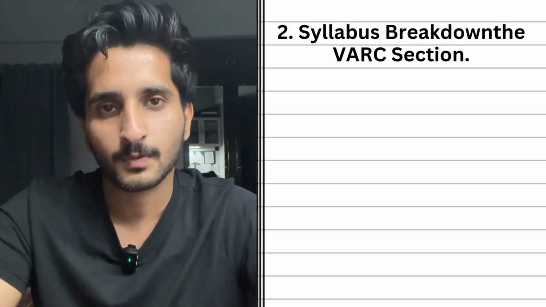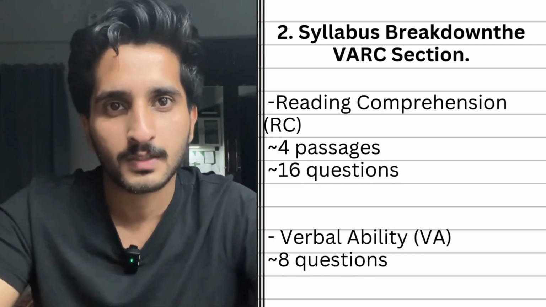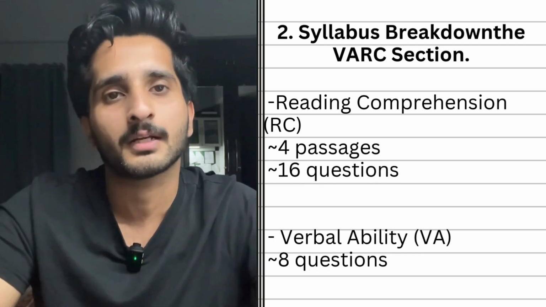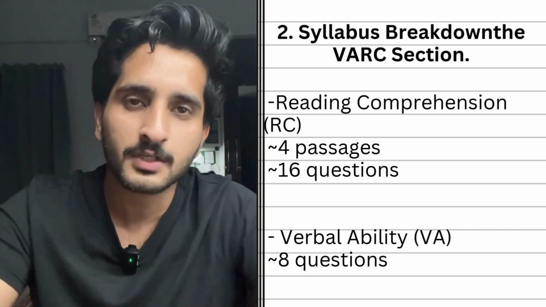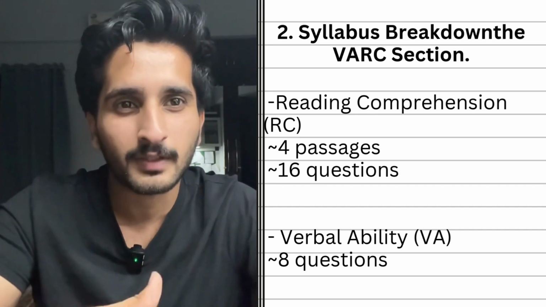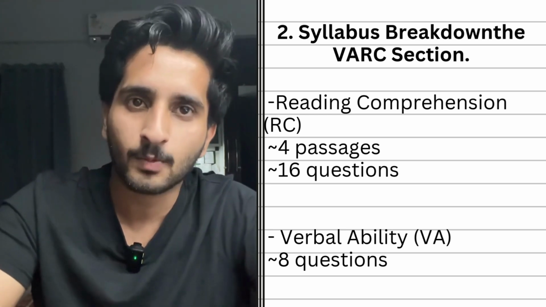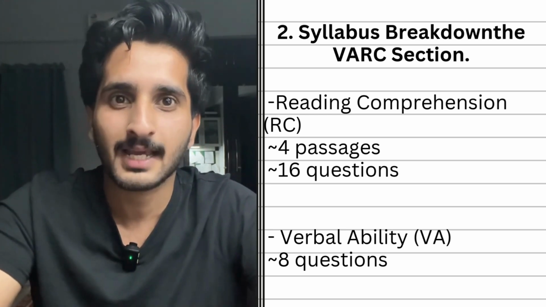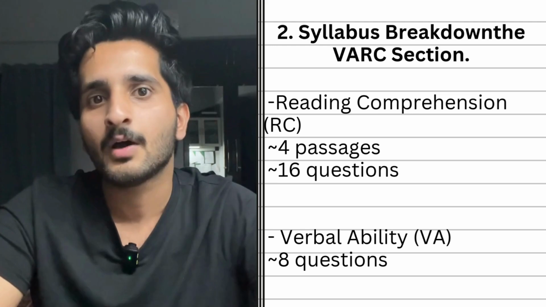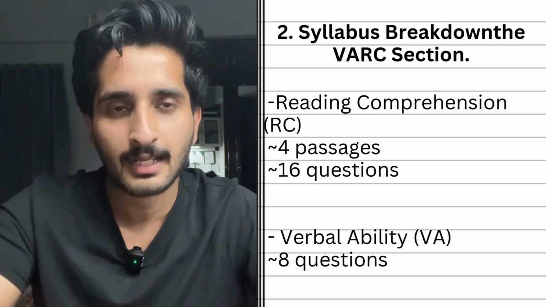Talking about the syllabus of this particular section, there are two main parts. First is RCs, which is reading comprehensions: 4 passages of around 500 to 600 words each, and 4 questions attached to each passage. Types of questions could be inference based, main idea, tone, vocabulary, title of the passage, something along those lines. Second part is verbal ability, 8 questions. This section majorly has TITA questions, so para jumbles, odd one out, para summary. These are the kinds of questions asked in this section.